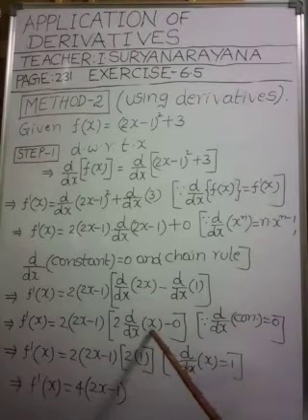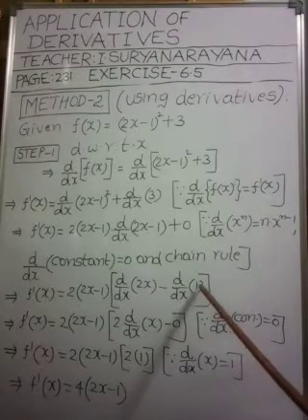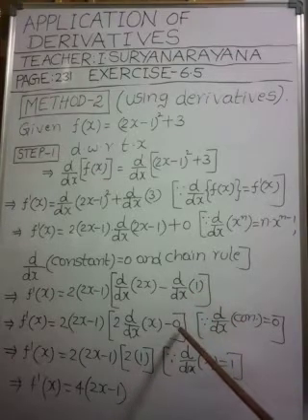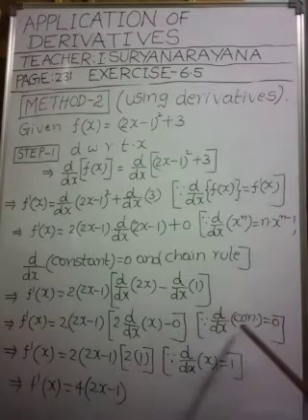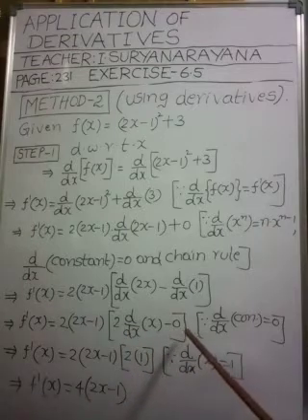Understood this first term, my children? Right, minus d by dx of 1. If you observe this function, it is a constant function. So d by dx of any constant is 0. Understood this statement, children? Because d by dx of constant is equal to 0. By using this result, we got this step. Understood this statement, children? Right.